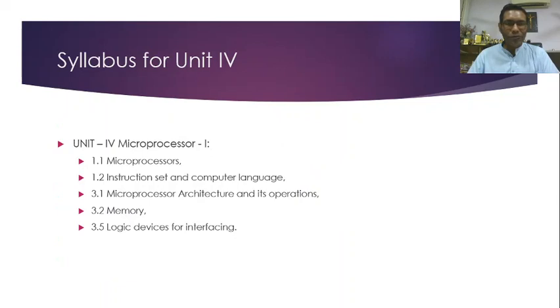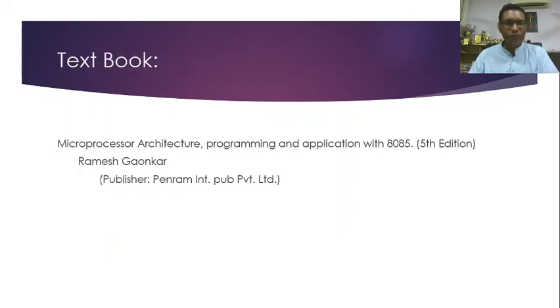The syllabus of Unit 4: 1.1 microprocessors, 1.2 instruction set and computer language, 3.1 microprocessor architecture and its operation, 3.2 memory, 3.5 logic devices and logic devices for interfacing. These numericals are article numbers of this book which we shall be using. Microprocessor Architecture, Programming and Applications with the 8085, 5th edition. You could use the 6th edition also, which is very similar to the 5th edition. Author is Ramesh Gaonkar, publisher is Penram.